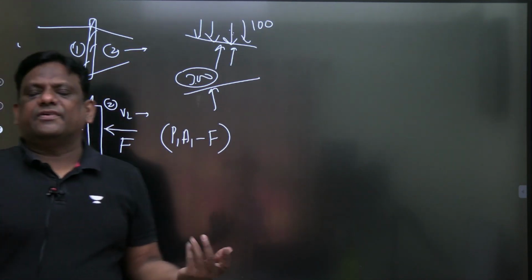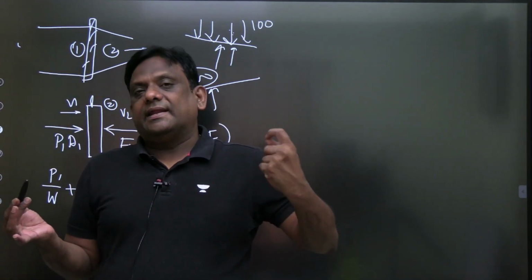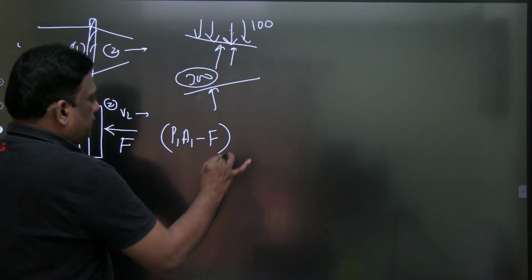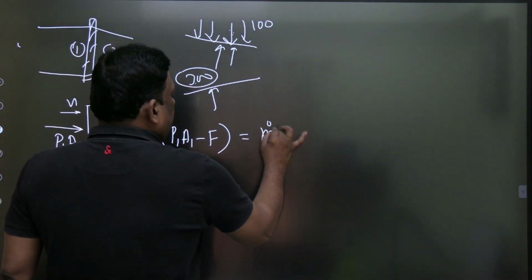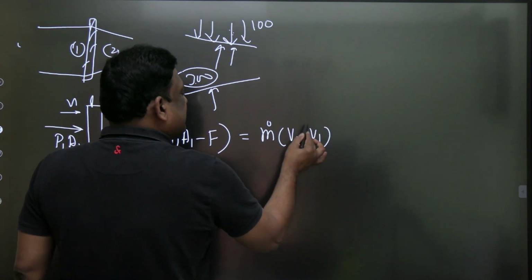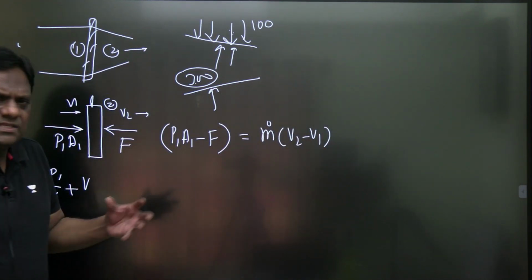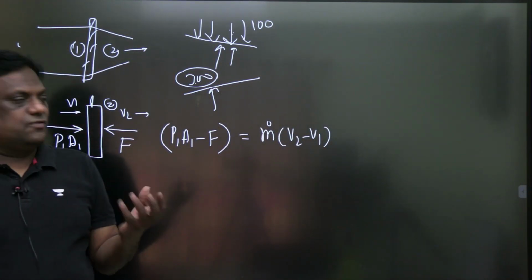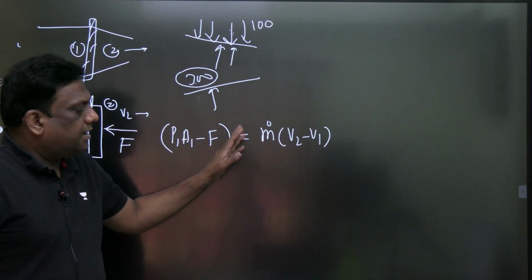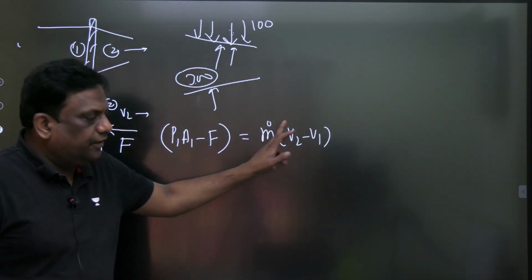And you know the momentum equation. Net force is equal to rate of change of momentum. What is the rate of change of momentum? M dot into V2 minus V1, because for steady flow the mass flow will be the same. So this is my momentum equation: net force is equal to rate of change of momentum, M dot into V2 minus V1.